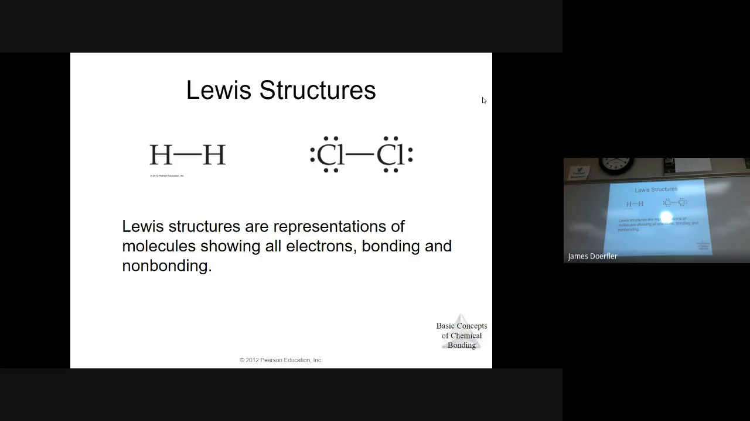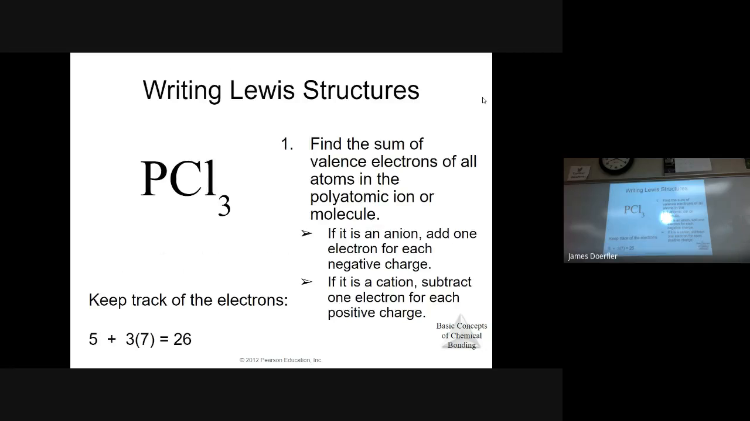So let's talk about the easiest steps to forming Lewis structures of compounds. Okay, first, you want to find the sum of the valence electrons of all the atoms in the molecule or polyatomic ion, okay? Now, regarding polyatomic ions, these 2 bullet points are important as well. If it's an anion, meaning a negative polyatomic ion, you must add 1 electron for each negative charge.